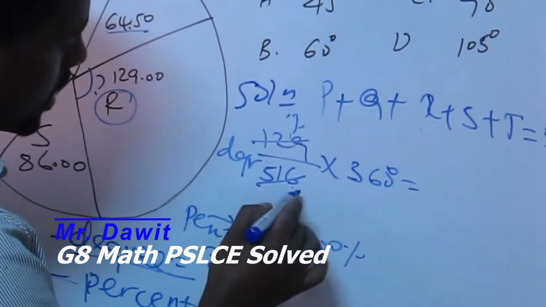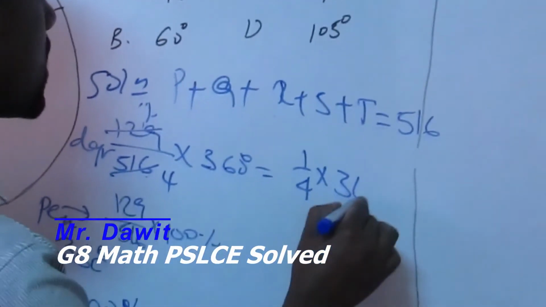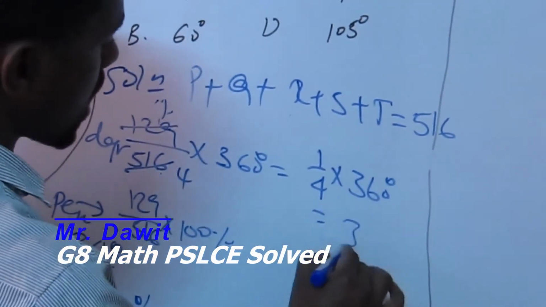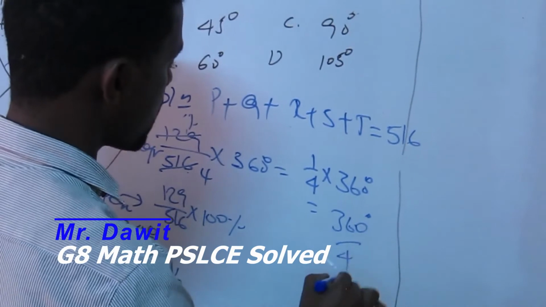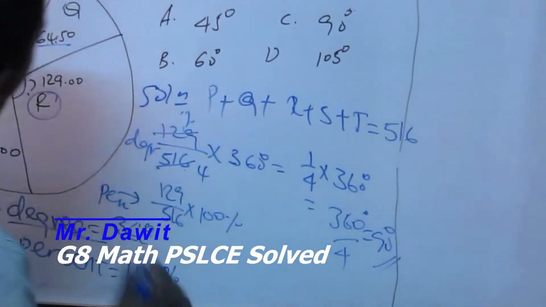This means 1/4 times 360 degree. This means 360 degree divided by 4. This means 360 divided by 4 is 90 degree.